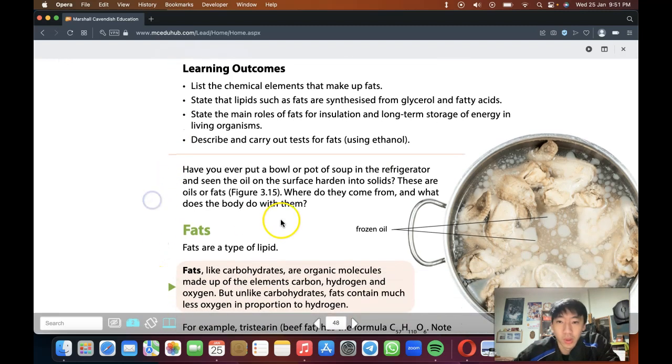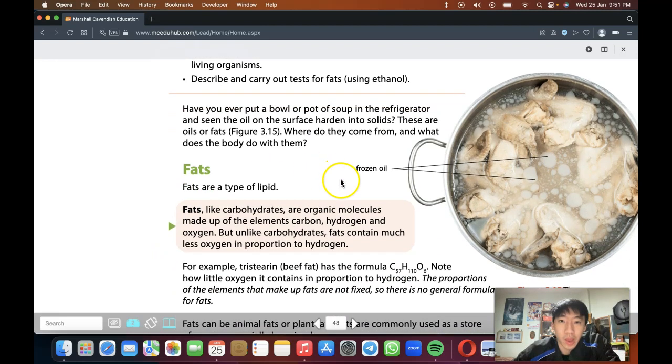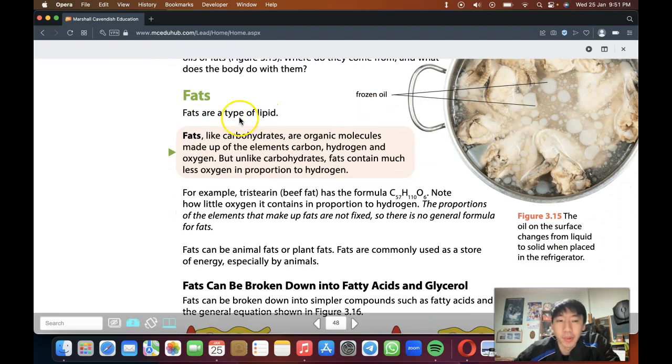Have you ever seen this? When you put your soup inside the fridge and then you see the oil harden into solids? These are your oil deposits and frozen oil or fats. Okay, so fats are a type of lipid. For the purposes of bio lesson, it's okay if you use it interchangeably, although it is not exactly the same, but it's quite similar. Alright, so fats are a type of lipid.